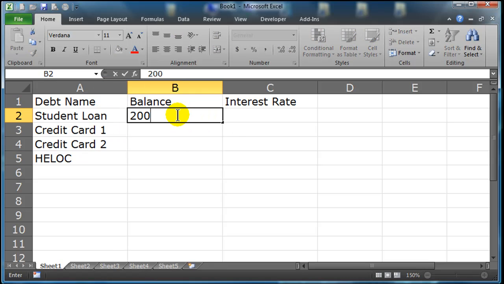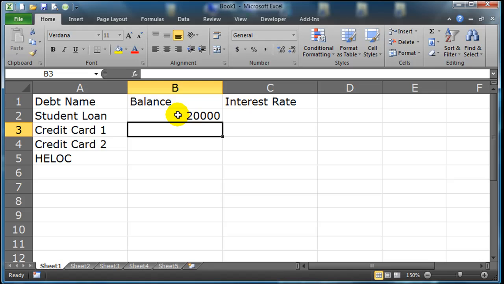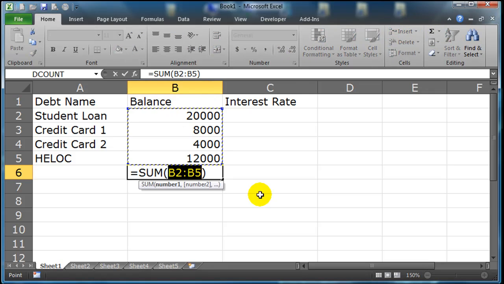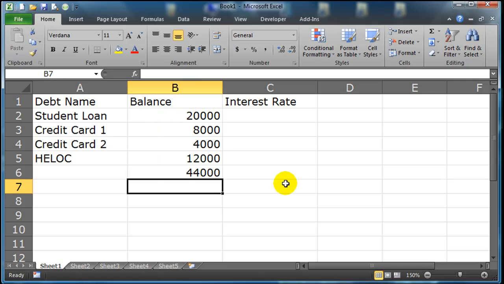Balance: 20,000, 8,000, 4,000, 12,000. Let's just do a quick sum so we can see what our total debt is. Total debt is 44 grand.